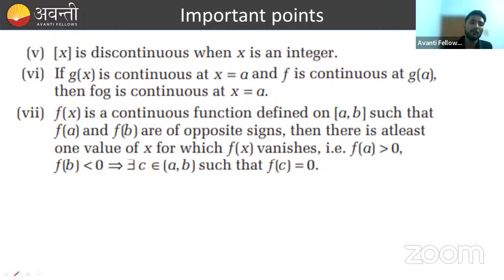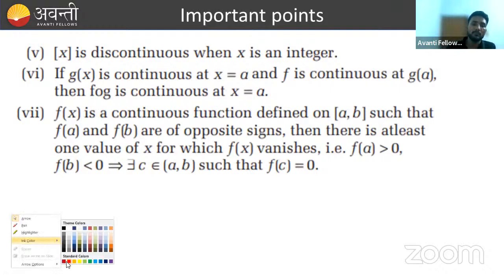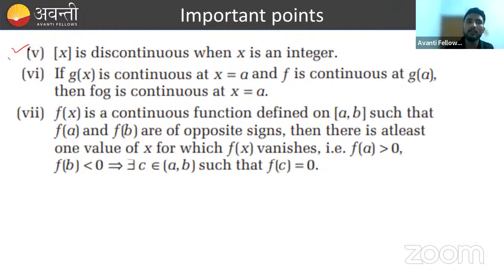Okay, then also I have told you the greatest integer function is always discontinuous at what? Integer points. And if a function f is continuous at a point and the other function g is continuous at g of a, then we can say that f of g, the composite of those functions, is also continuous at x equals a. Okay, and f of g means what? F of g of x. Okay.